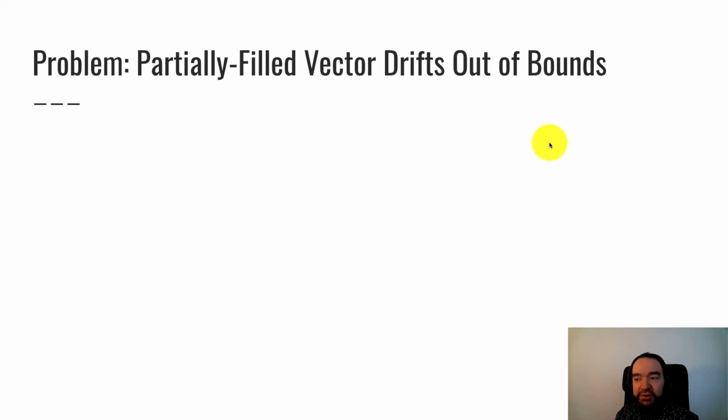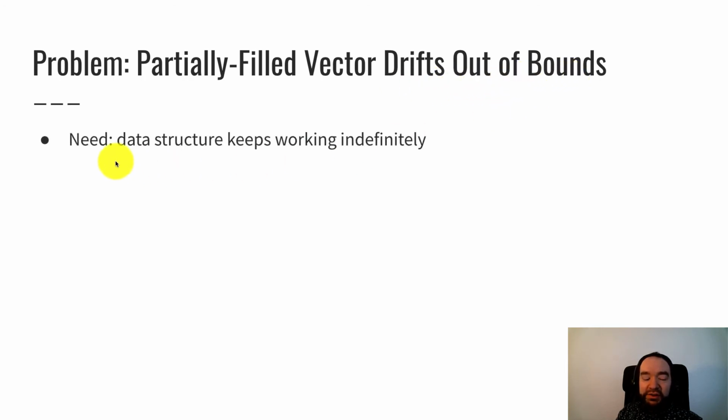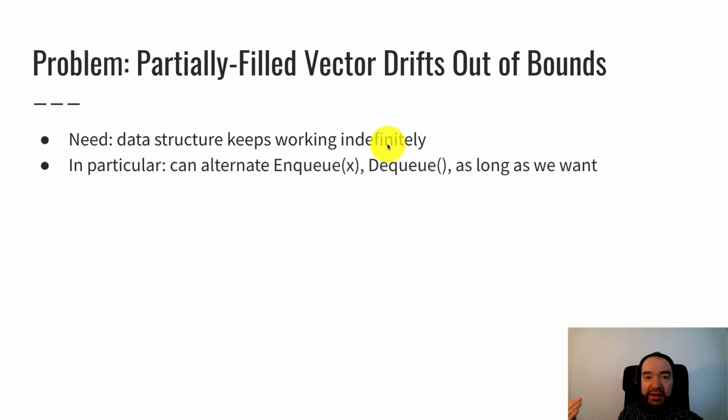Okay, so that's a first draft, and those operations seem like they work. However, there's a problem with them. And the problem is that the partially filled vector can drift out of bounds. So we always want our data structures to keep working indefinitely. People kind of expect it and take it for granted that you can keep doing operations and the data structure will keep working. We don't expect data objects to wear out somehow, but that's what will happen with this draft.